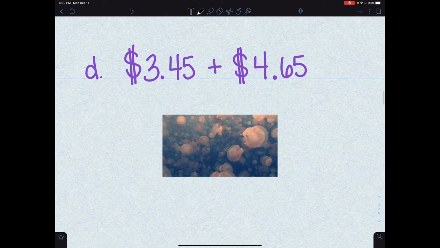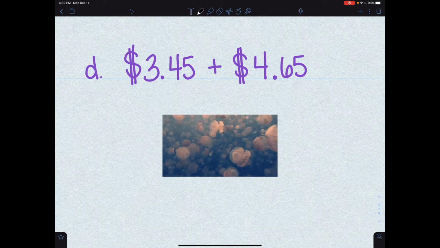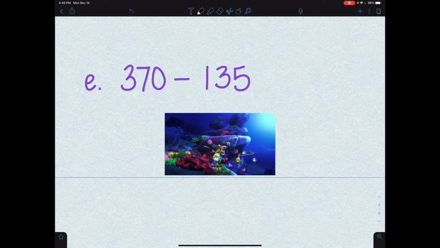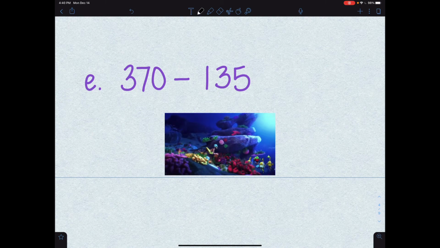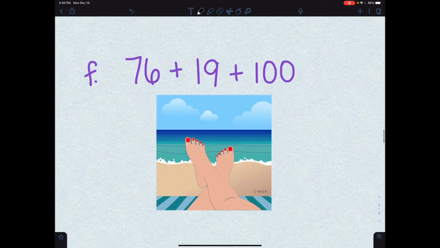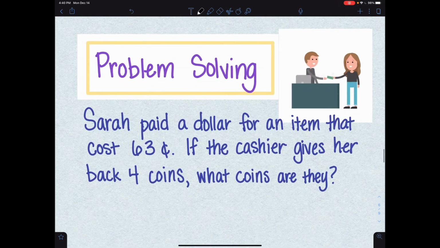The next one is D. It's going to be $3.45 plus $4.65. And then E is going to be 370 minus 135. Okay. Now we're going to do F. F is 76 plus 19 plus 100. Alrighty, that was fun.